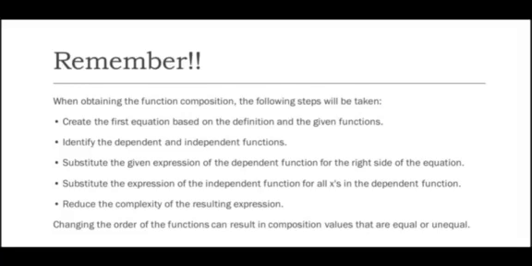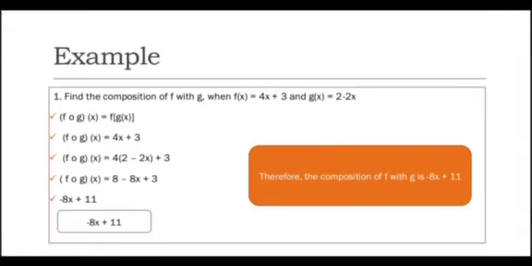We have now learned the definition and rules for solving the composition of functions. Let us now move on to the examples. This is the first example. Find the composition of f with g when f function is equals to 4x plus 3 and g function is equals to 2 minus 2x.